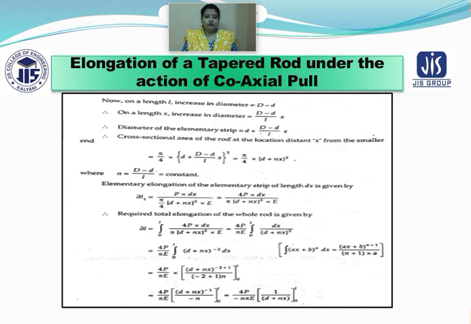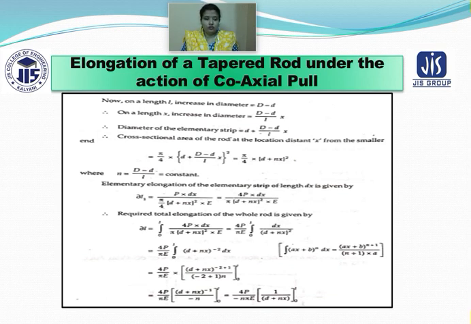So as I have told, your total length is L. The total length of your rod is now L. So if I ask you what is the increase in diameter, then you have to consider how to calculate the increase in diameter, that is capital D minus small d. Capital D is the diameter of the taper on the larger side, and small d is the diameter of the taper rod on the smaller side.